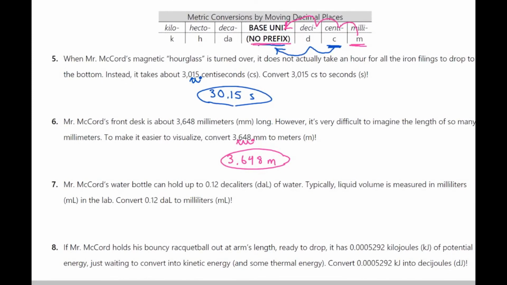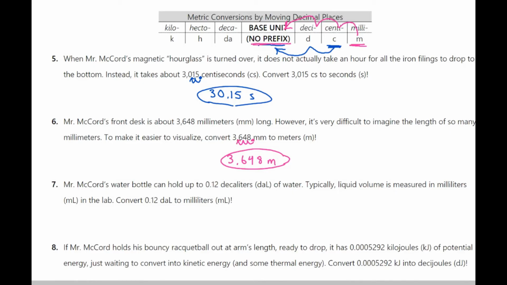Okay, next one. My water bottle can hold up to 0.12 decaliters. Deca and deci are really easy to get confused, so make sure you're careful about those. Deca is DA, deci is just a D. If I were talking about deciliters, that would be just DL, but decaliters is DAL. Those are two different prefixes that look very much the same, and so they can be easily confused.